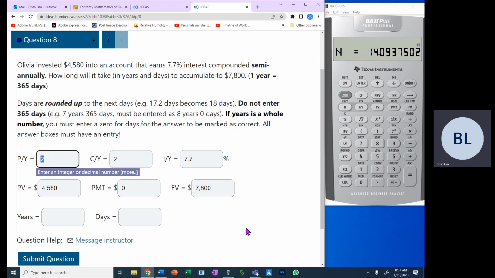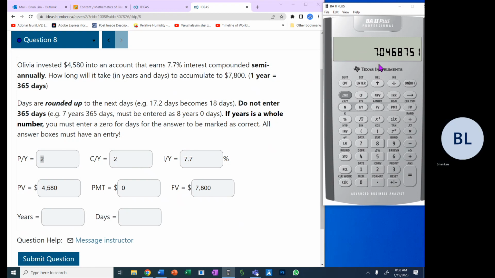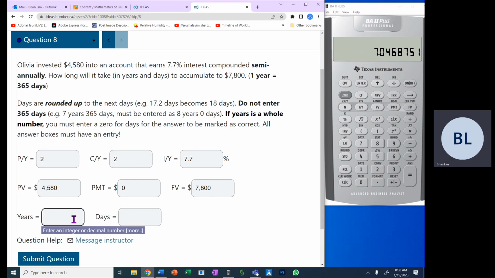Now, you know how to do it. We have to divide by PY, correct? That is how we get the number of years. So let's do it directly on the calculator. We divide by PY, divide by 2. And that gives us the number of years. The whole number part would be the number of years, so we have 7. This is 7.0468751 years. If we subtract the 7, we'll get a decimal portion of a year.